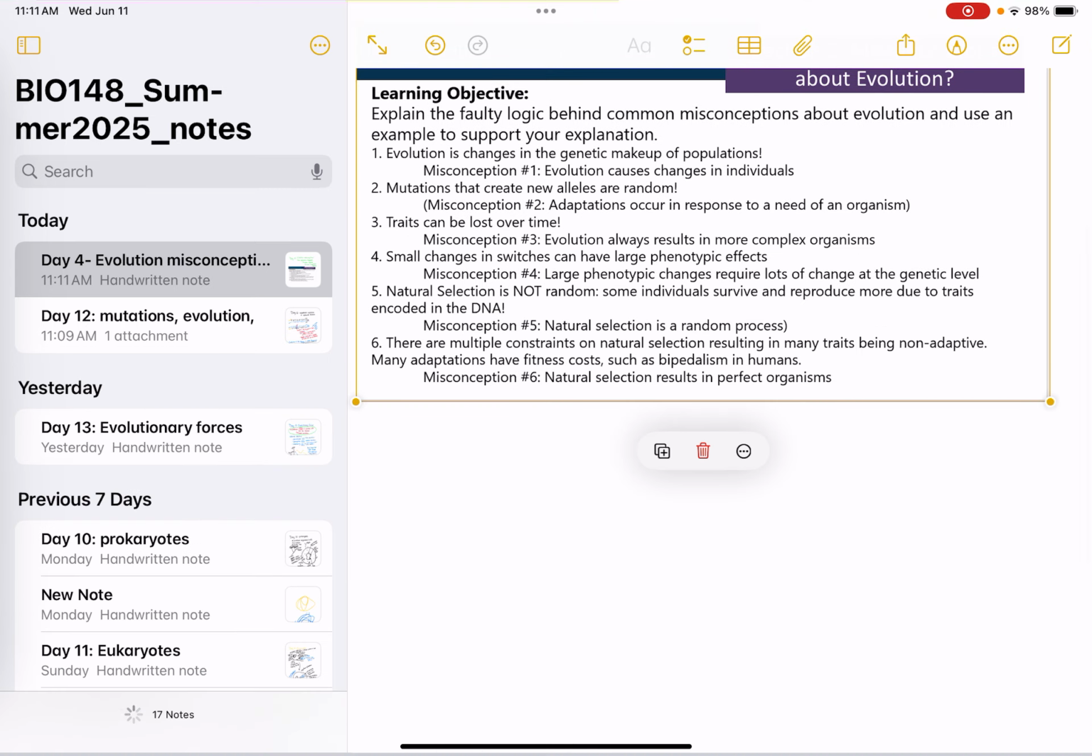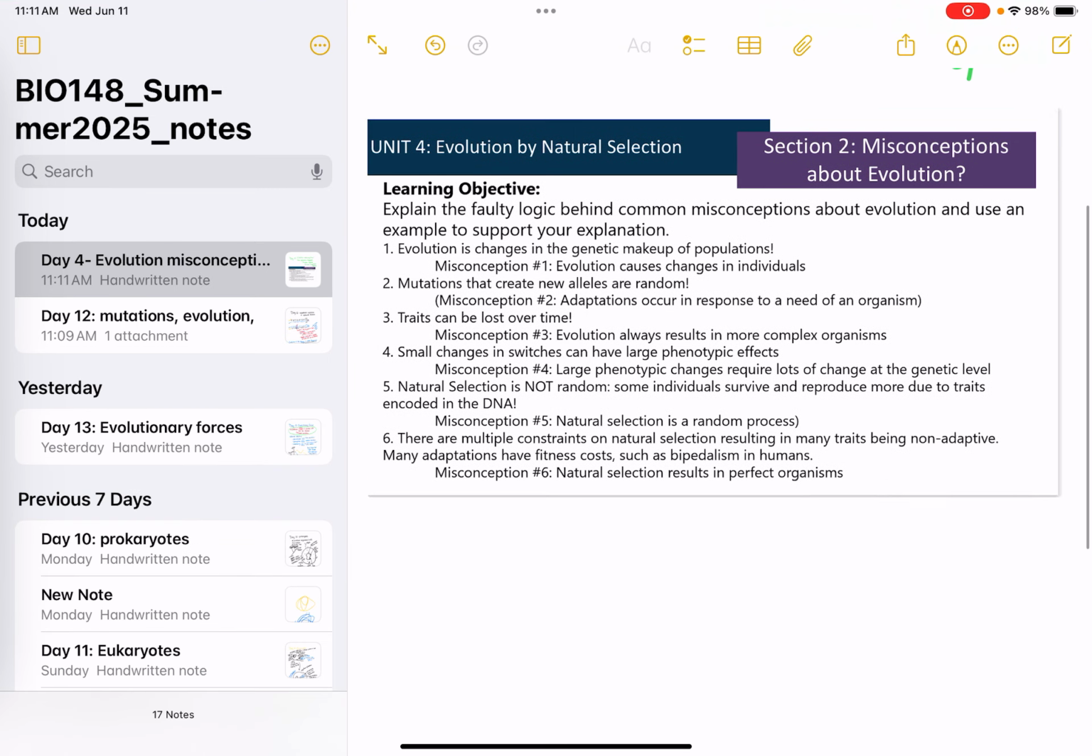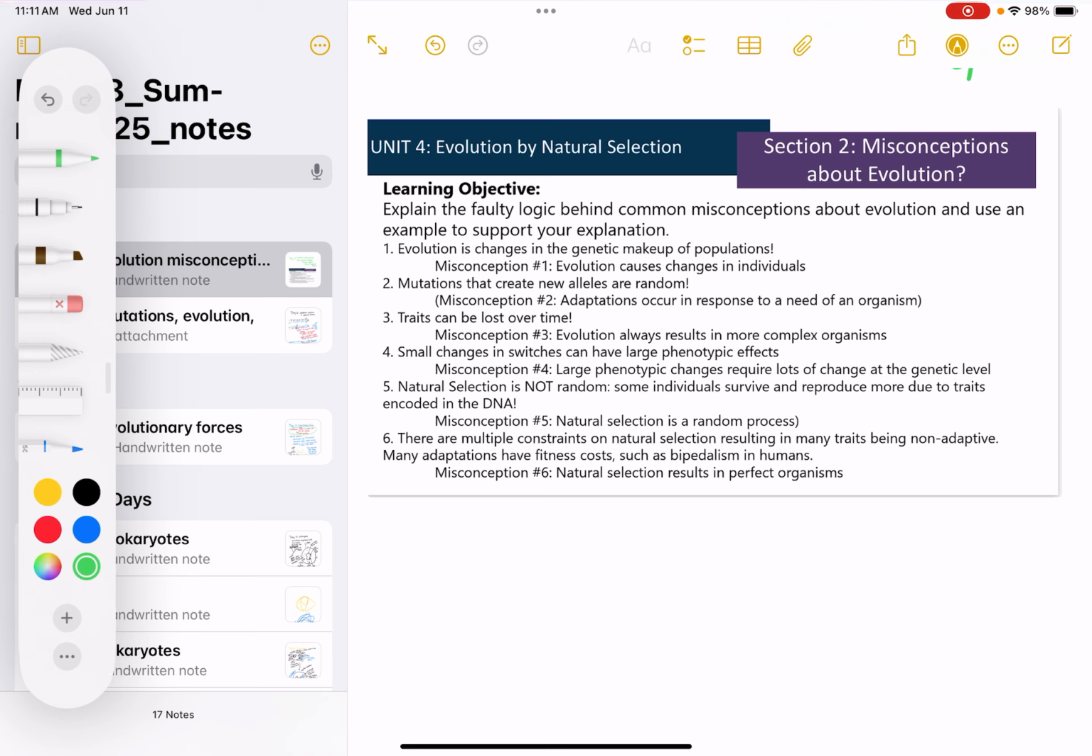Okay, so note that evolution is changes in the genetic makeup of populations. A lot of people think that evolution causes changes in individuals, and that's just not the case, right? So evolution, remember, is the change in allele frequencies in a population over time, right? So natural selection is going to act on individuals. Drift might remove some individuals and things like that, but evolution really is at the population level, okay?